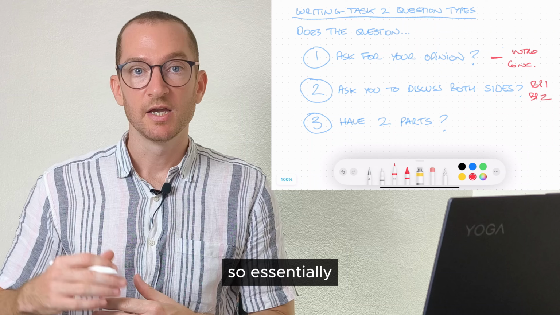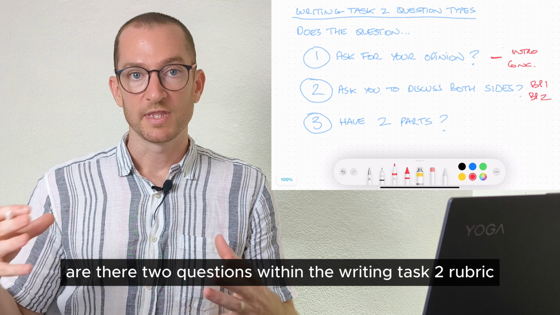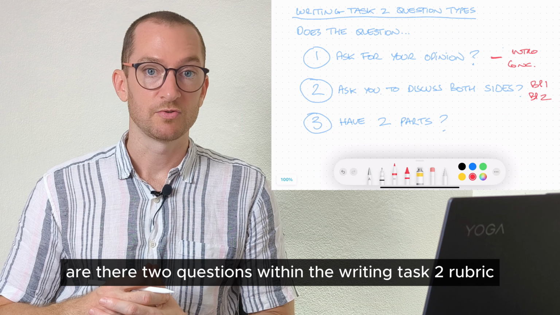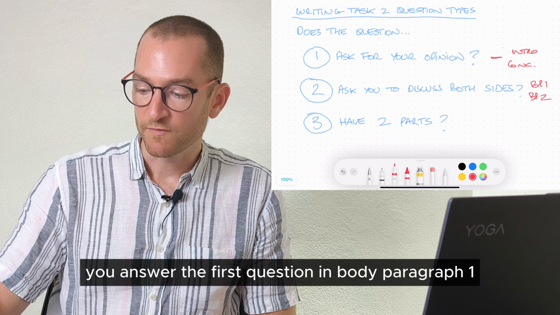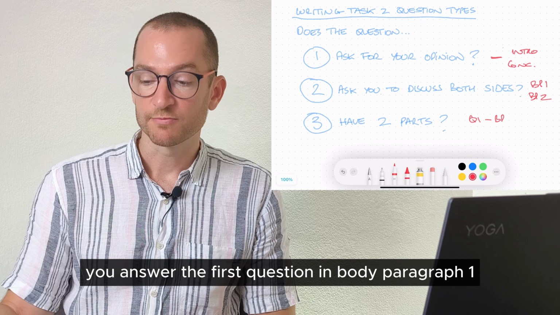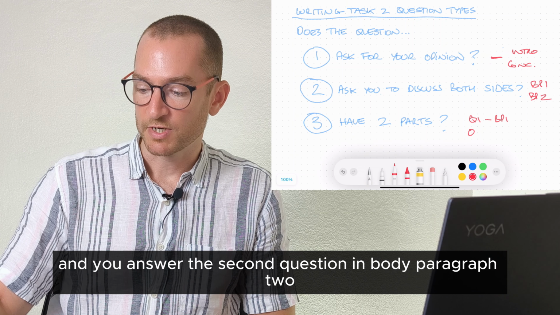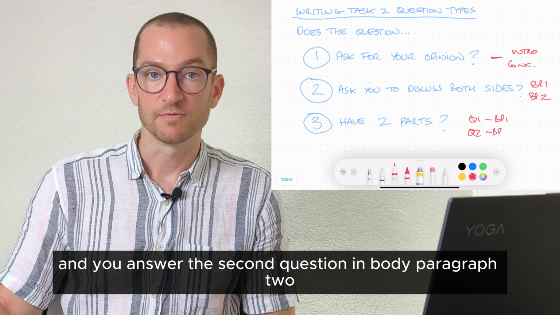Essentially, are there two questions within the Writing Task 2 rubric? If there are two questions, you answer the first question in body paragraph 1, and you answer the second question in body paragraph 2.